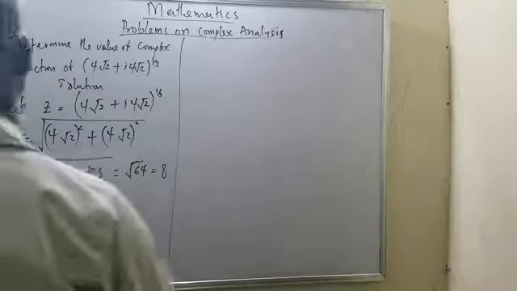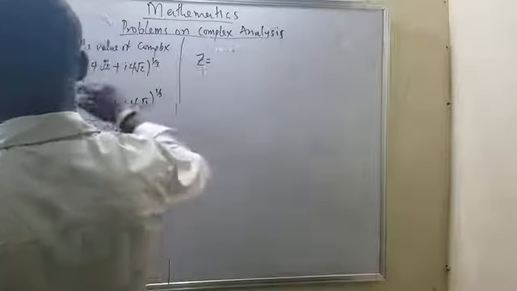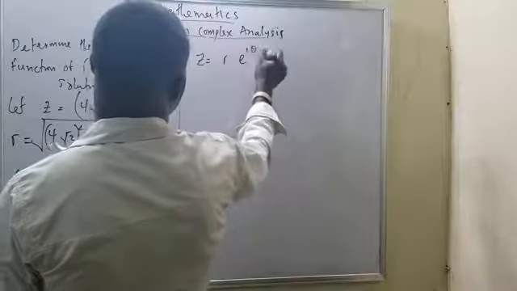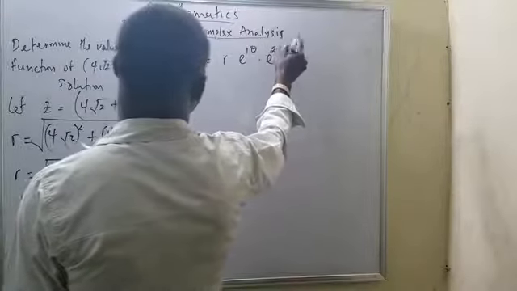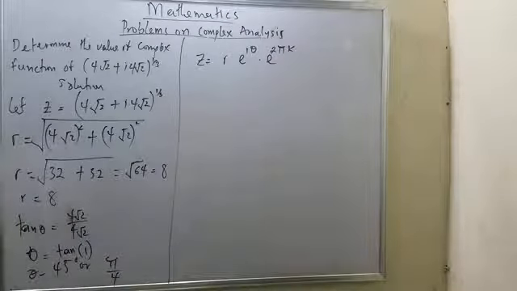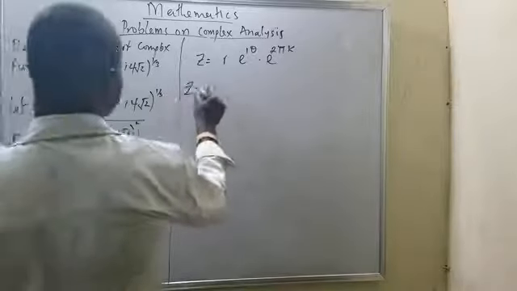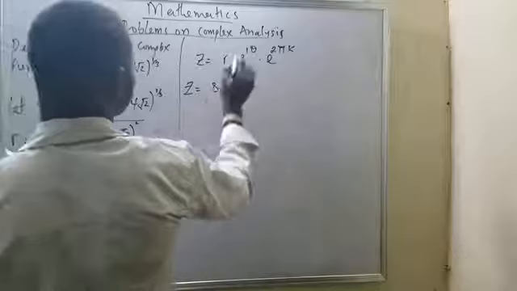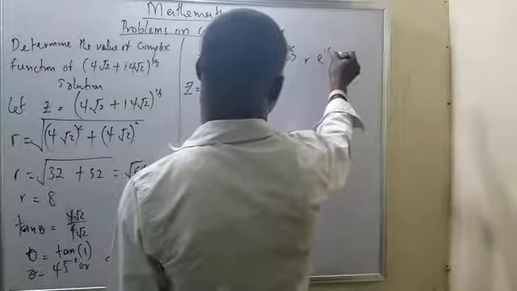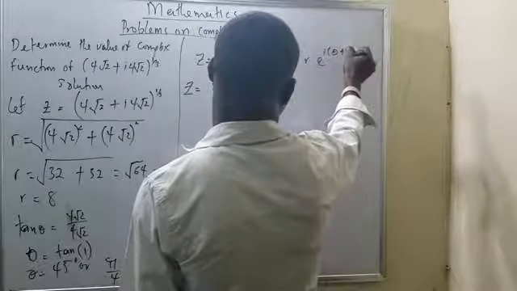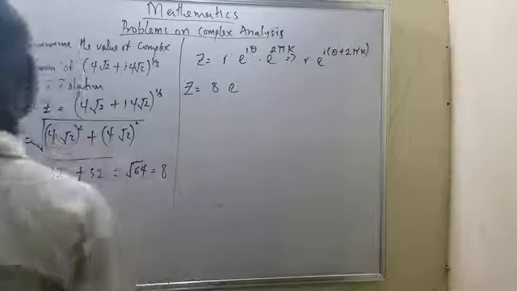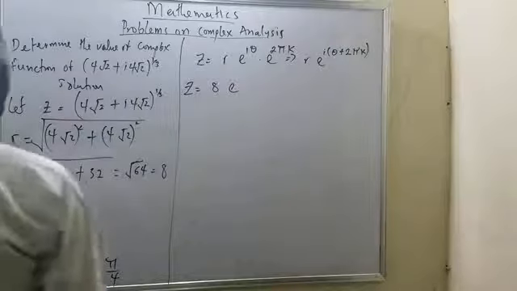Now can I move on with my function? We all know that z equals r e to the power of i theta times e to the power of 2 pi k, which we have done in our previous video. So z equals 8 e to the power of i, bracket theta plus 2 pi k. Now we can write it this way, which implies that we can write this in terms of r.